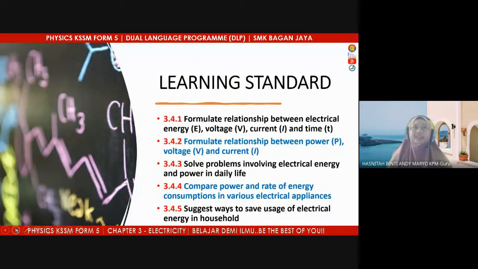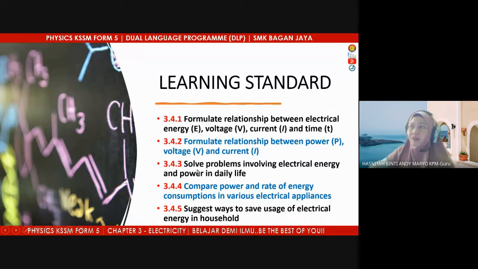In this content standard 3.4, electrical energy and power, there are 5 learning standards we must look at. The first one is to formulate the relationship between electrical energy, voltage, current, and time. You learned voltage and current before this. Now we want to expand this formula to relate to energy and time. Second, to formulate the relationship between power, voltage, and current. Now we want to relate them with electrical power. What does power mean?